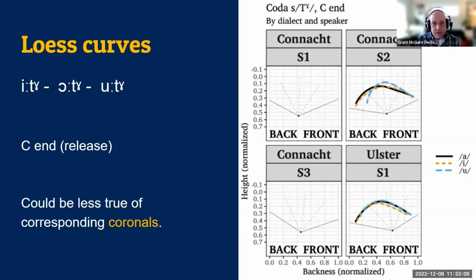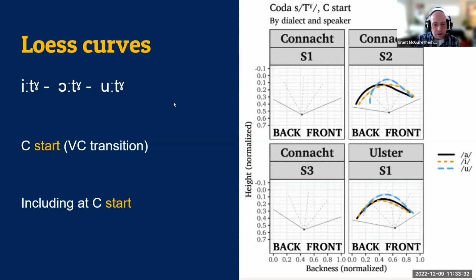What about the alveolars for the same situation? Here, in these coda alveolars for the velarized, we're seeing again a difference. It's much smaller than it was for the labials, but we're seeing at least possibly some evidence of vowel influence on these codas. At the start, we see the magnitude looks a little bit larger.